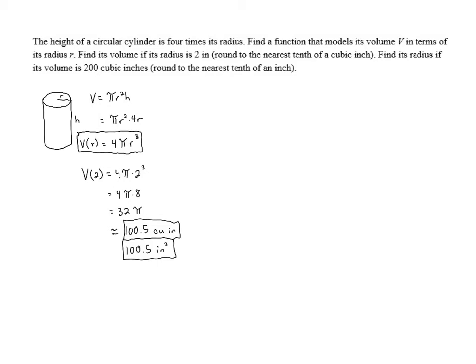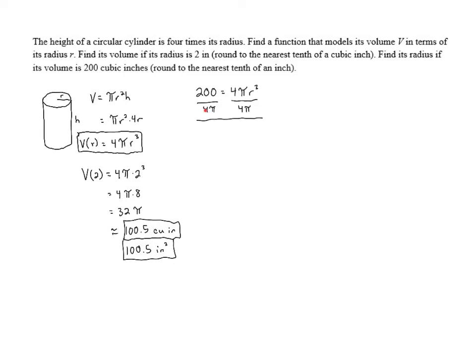Let's look at the last part of this problem, find its radius if its volume is 200 cubic inches. So in this case, it's the volume that we're going to be replacing. So we have 200 equals 4 pi r cubed, and we need to solve for the radius. So to get the r cubed alone, we can divide both sides by 4 pi.